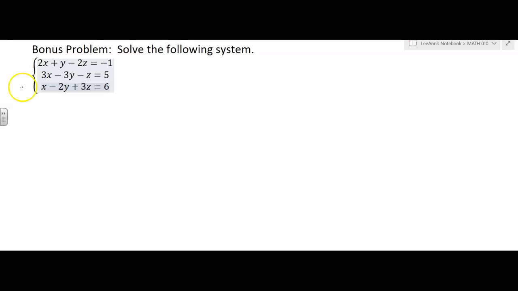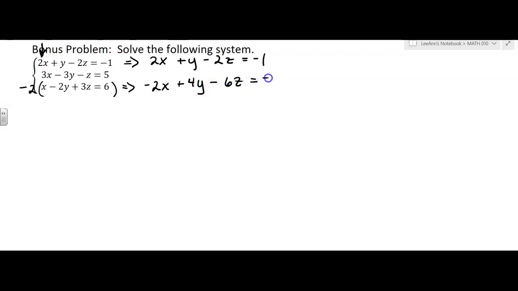And so I'm going to multiply the bottom equation by -2. So my top equation, I'm going to copy that down. So you might be saying, well, why did you pick -2? Well, I'm looking ahead. I'm trying to eliminate that 2x in the top equation, and so I'm going to have 2x plus y minus 2z equals -1. Now in the bottom equation, when I multiply by -2, I get the -2x. That's what I wanted to have happen, a 2x and a -2x. And then I have plus 4y minus 6z equals -12.